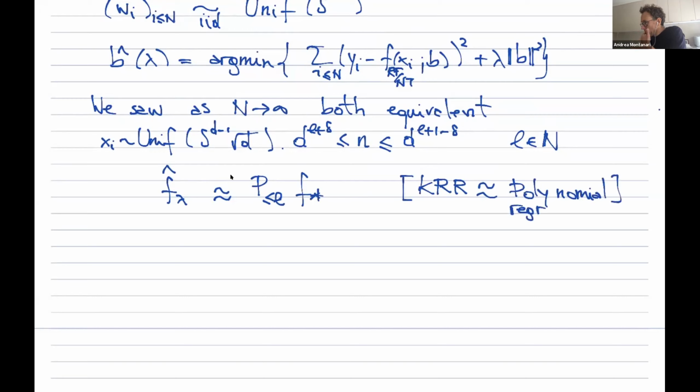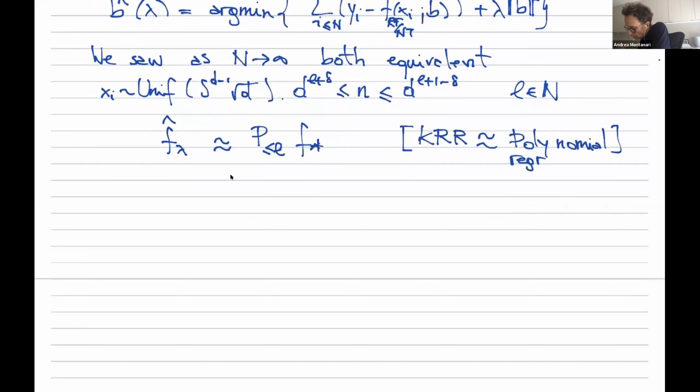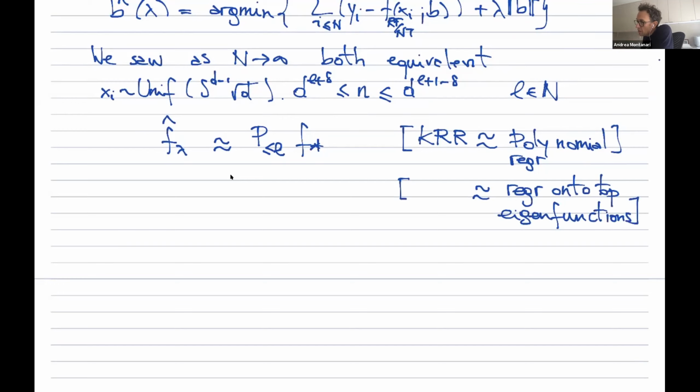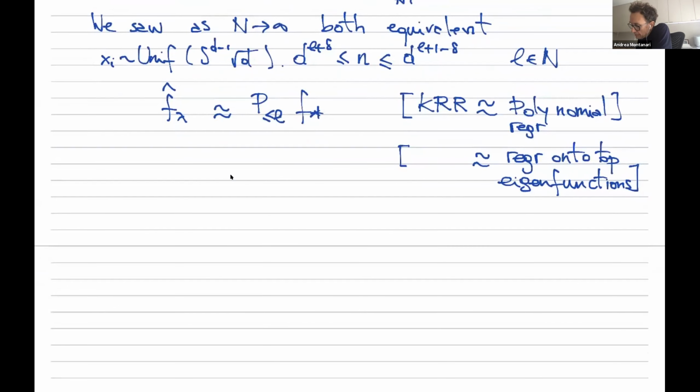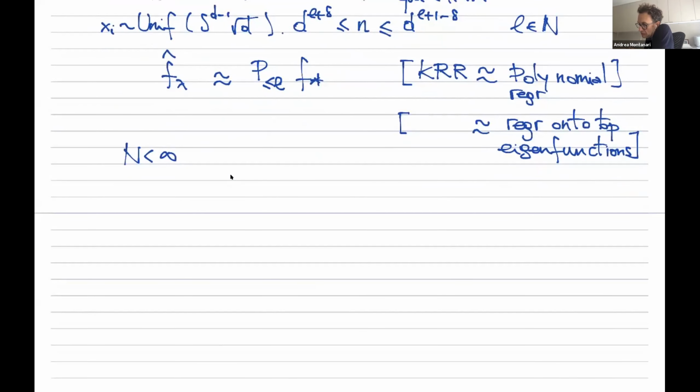Now, the relevance of polynomials, of course, is that they are eigenfunctions of the kernel. And in general, for more general data distributions, the generalization will be regression onto the top eigenfunctions. Okay, so now we want to look at the impact of n less than infinity: how wide the network has to be to achieve this infinite kernel behavior.